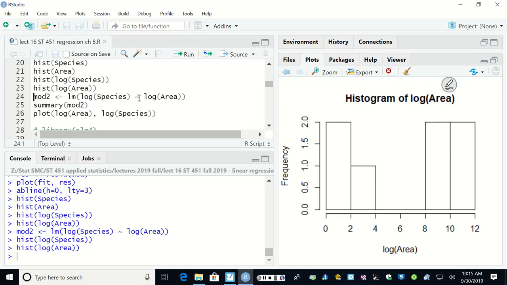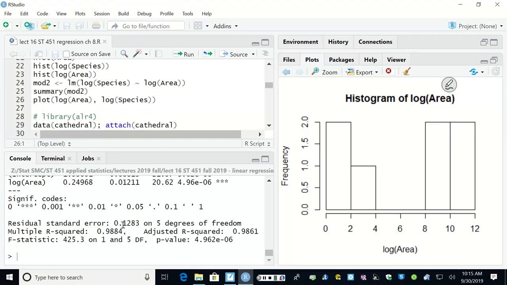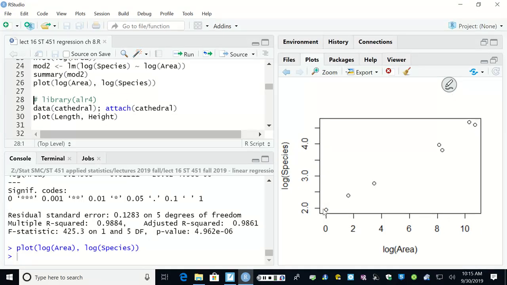If you take the log of both variables and regress them on there, we can call that the second model. The summary of that one, again, is still statistically significant. There is a slope. Let's put the plot on there. And now, after taking the logs of both, it looks a lot straighter. Even this small data set looks kind of straight.